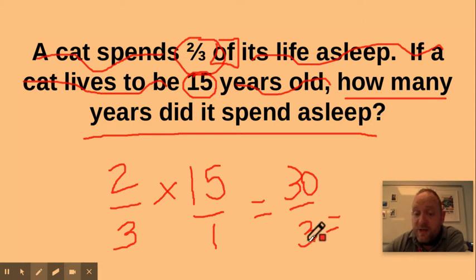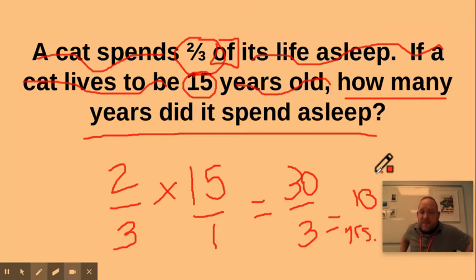I think you should probably know that one off the top of your head. So 30 broken into 3 equal groups is 10 per group. So we have 10 years is what the cat spends sleeping. Crazy, right? My cat's going to spend 10 whole years of its life asleep, and I can believe it.